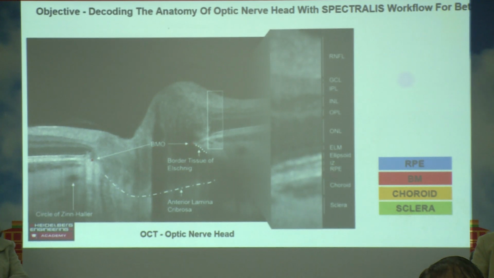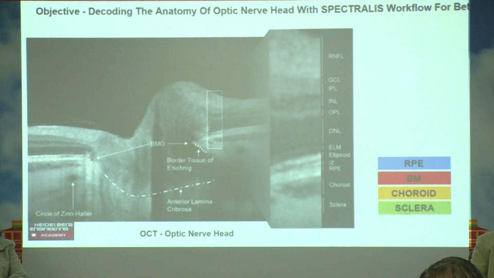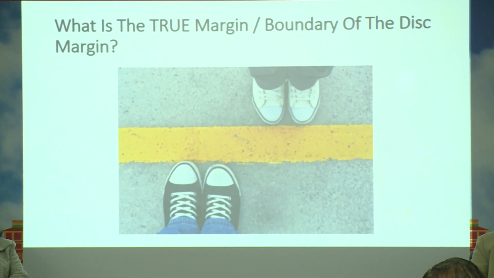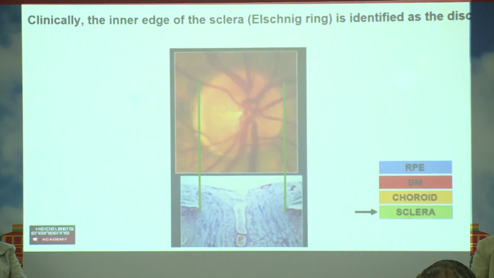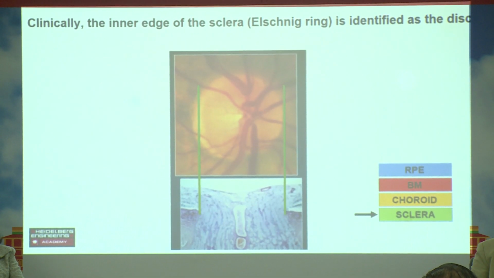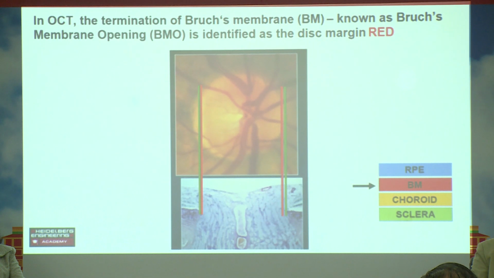So let us decode it from the point of view of the Spectralis glaucoma module premium edition. What is the true margin of the optic disc? That is something very debatable. Clinically, the inner edge of the sclera, the Elschnig's ring, was actually defined as the disc margin. I am using these box diagrams at the bottom to convey the concepts better. The sclera was thought to be the true margin. But then in OCT, the termination of the Bruch's membrane, known as the Bruch's membrane opening, is defined as the disc margin. So there comes the confusion.